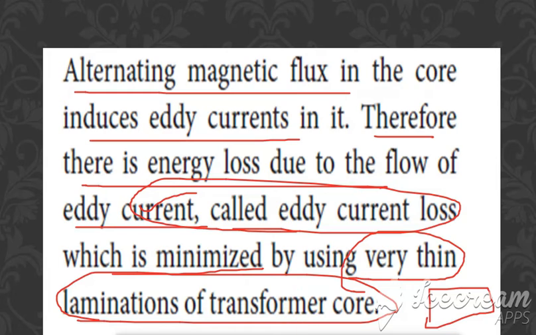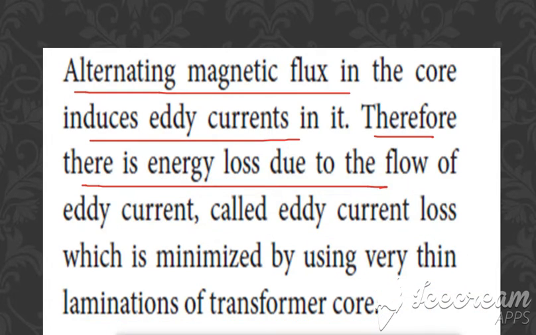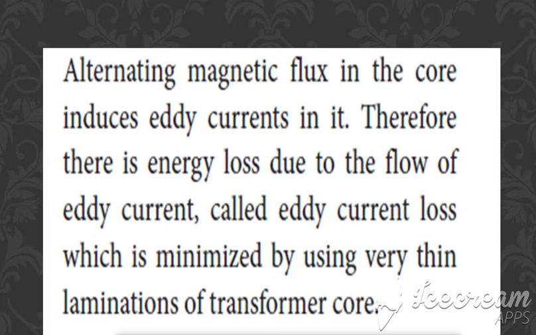Okay, so what is the eddy current loss? The alternating magnetic flux produces eddy current, and the loss due to that eddy current is eddy current loss. How can it be minimized? By using a very thin lamination of the transformer core.